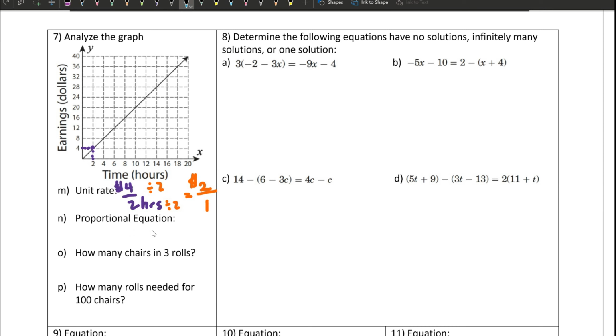So the proportional equation is y equal to mx. In this case, y will be equal to 2x.